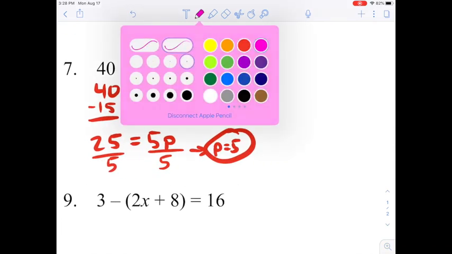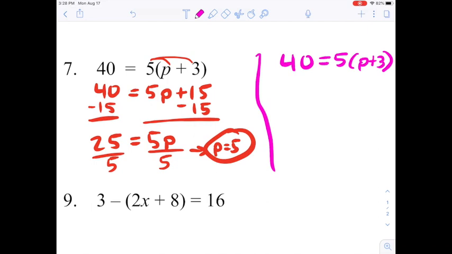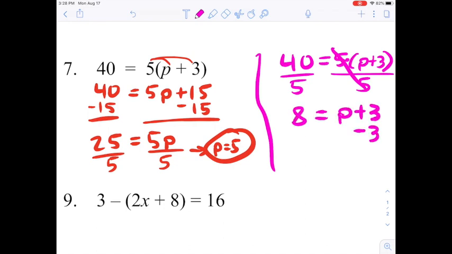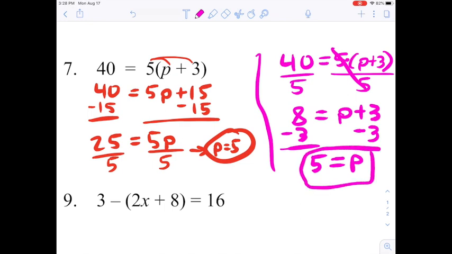However, there is an alternate way to do this problem. We could start this problem off by dividing both sides by 5. Since this is attached with multiplication, this is inside parentheses. If we were following a map, we could take care of that multiplication. Divide both sides by 5, and we get an answer of 8 equals p plus 3. And then subtract 3 from both sides to get an answer of 5 equals p, or p equals 5. Same answer. It doesn't matter which way you write it.